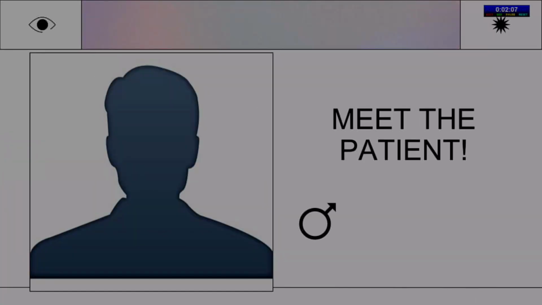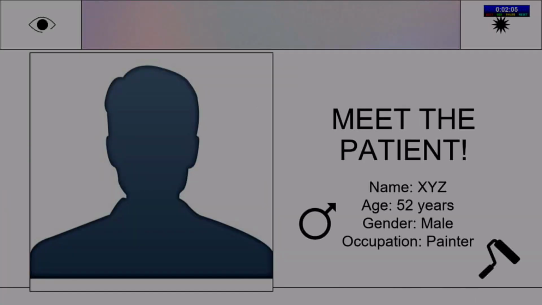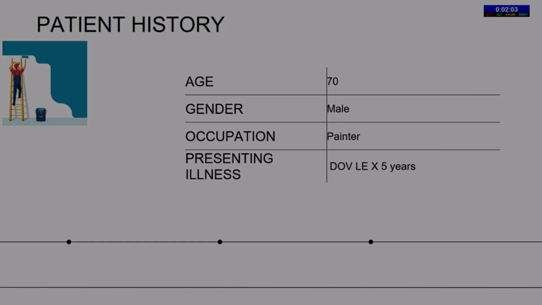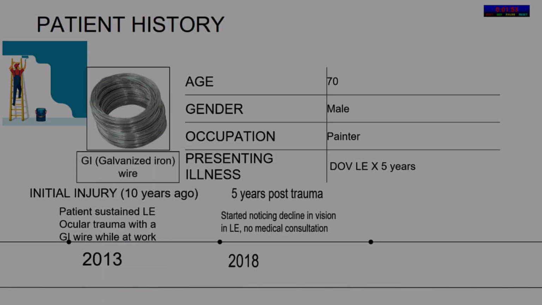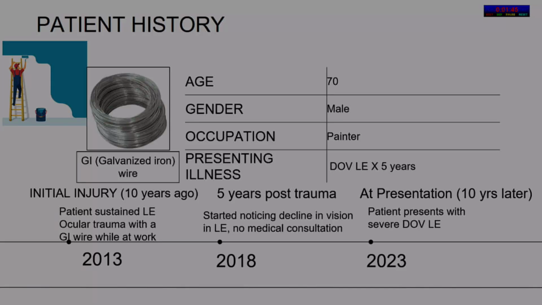So meet our patient. He is a 52-year-old male painter who complained of diminution of vision in the left eye since 5 years. The initial injury occurred 10 years ago, where the patient sustained left eye ocular trauma with a GI wire while at work. 5 years post-trauma, he started noticing a decline in vision in the left eye, for which no medical consultation was sought. At presentation, that is 10 years later, he came to the OPD with severe diminution of vision in the left eye.